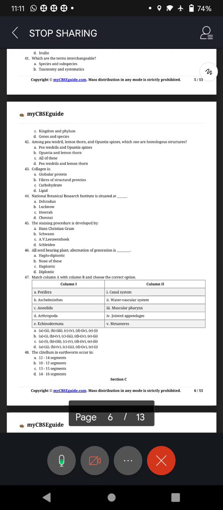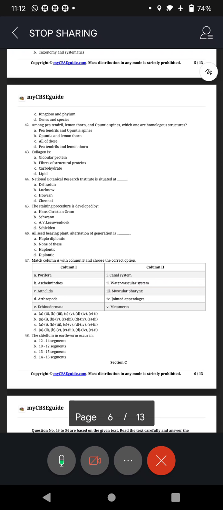Now, last question, 48. Answer is D. 14, 15, 16 segments. So, these will be having that clitellum. And the significance of clitellum, all of you know, is having both the sex organs, male sex and female sex. Now what you have to do, out of these 24 questions, how many answers are correct?